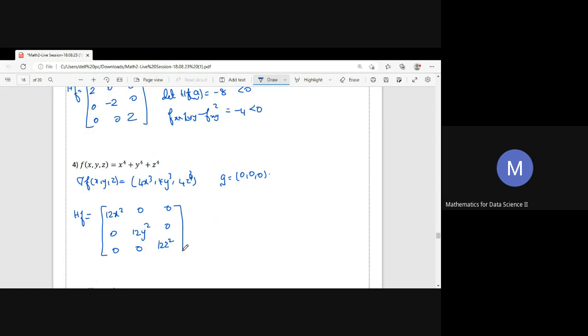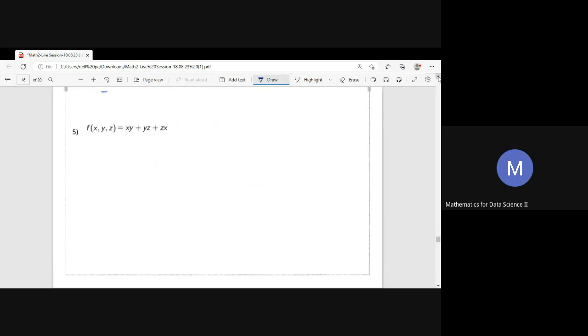Right? So now at (0, 0, 0), what is the determinant of the Hessian? Everything will become 0. So you see, for this the test is inconclusive. Inconclusive. Okay? Fine.